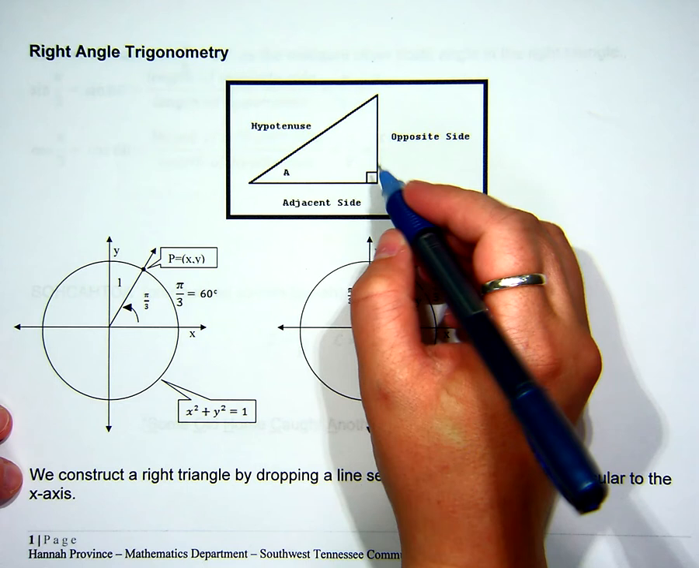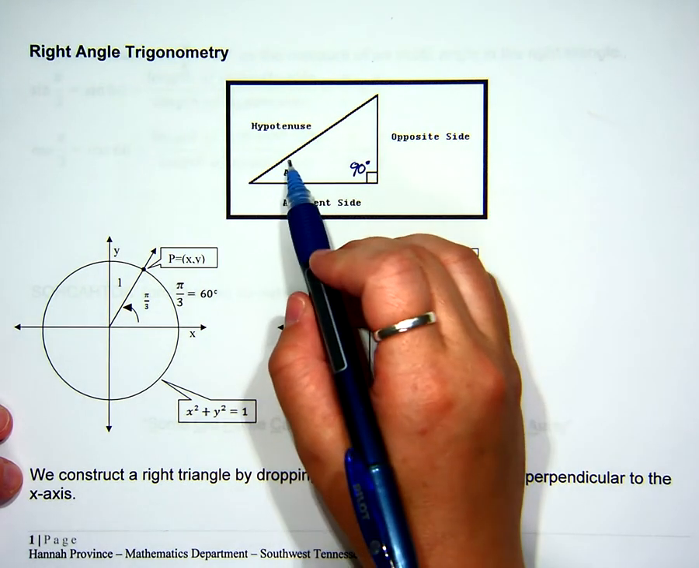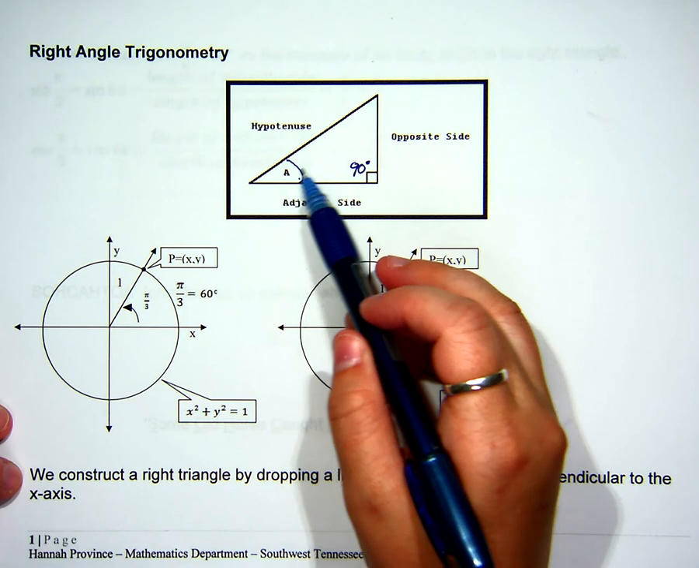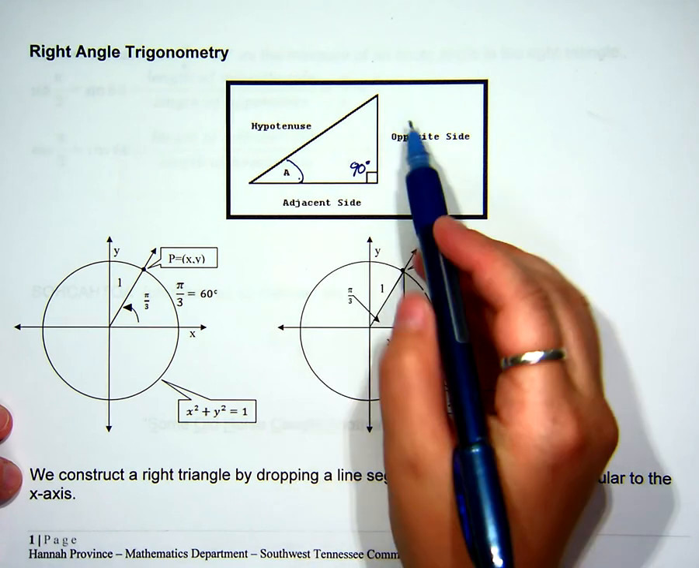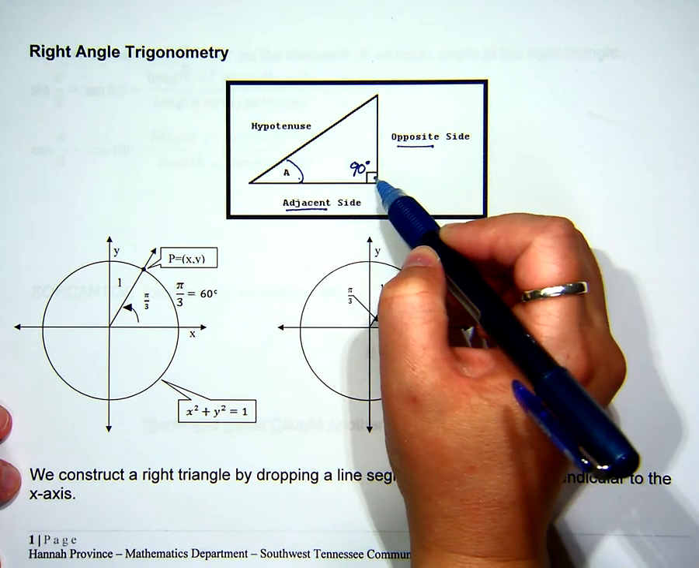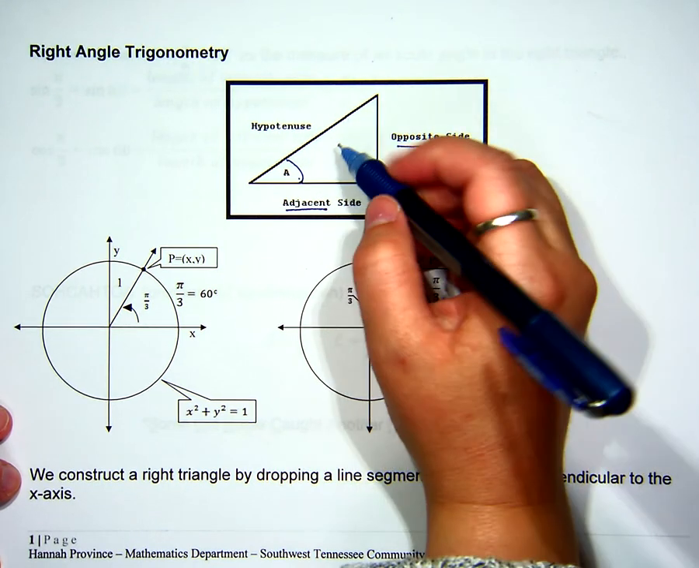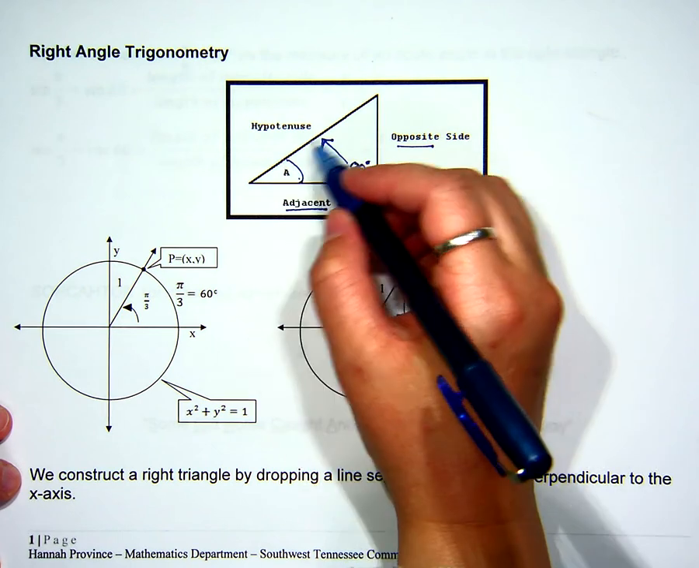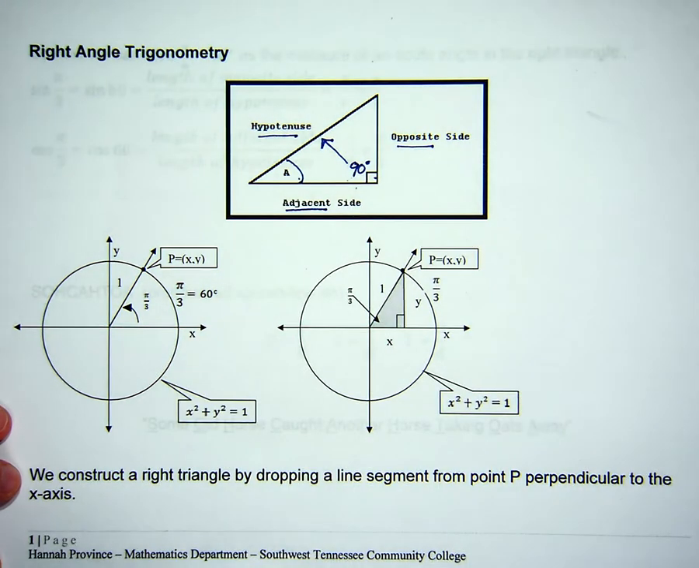Okay, if you want to talk about angle A here, across from angle A is the opposite side. From angle A, the side next to it is called the adjacent side. The side opposite the largest angle on a right triangle is called the hypotenuse. The right angle, the 90-degree angle, is the largest angle.